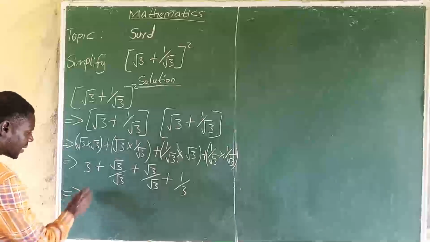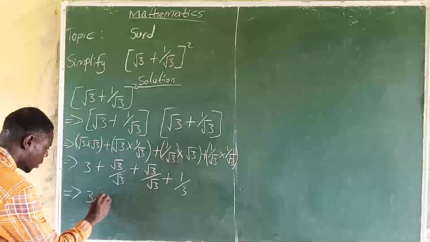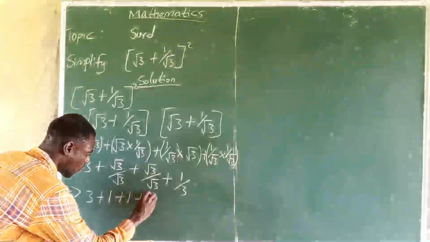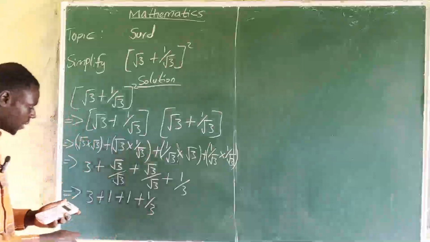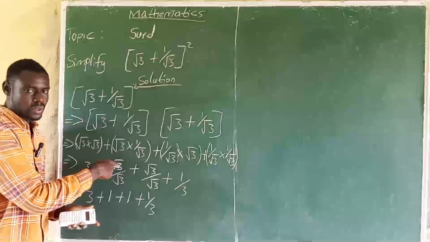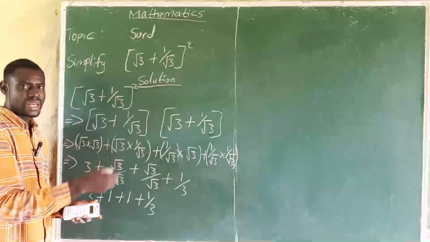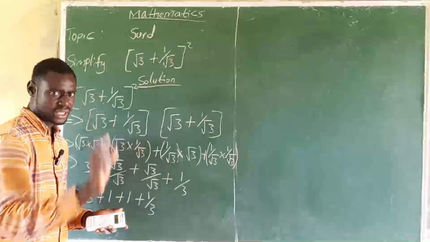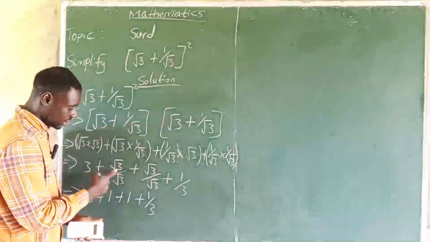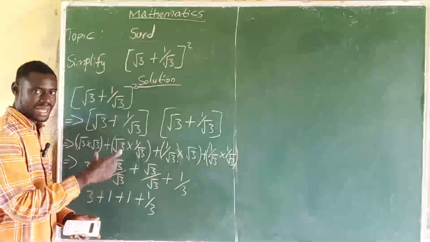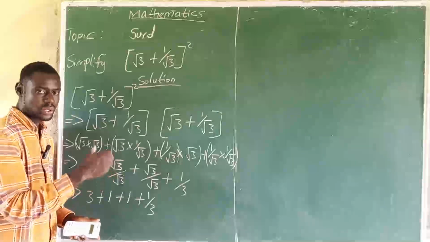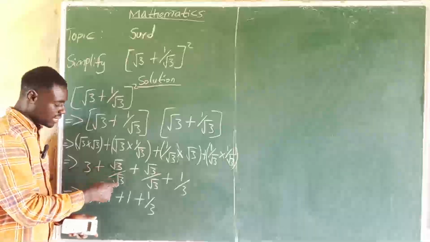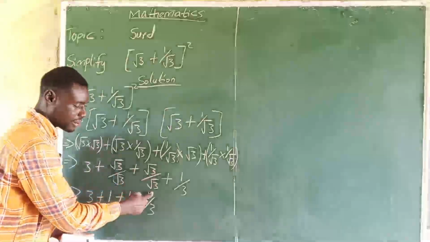So this implies we have 3 plus 1 plus 1 plus 1 over 3. How do we get this 1? Root 3 divided by root 3. Anytime a particular number is the same and they are dividing each other like this, they will round up to give you 1. So root 3 divided by root 3 will give you 1.